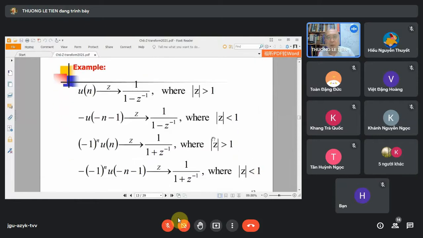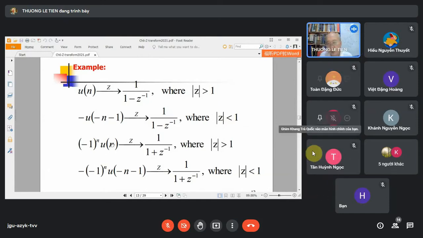Okay. Now, for example, for this one, this is the causal signal. And if you remember the formula, you can straightforwardly write down the z function. And this is the region of convergence, because this is the causal signal, outside the circle 1, a equal to 1. And this is the anti-causal. Then we have the same function, but the region of convergence is inside the circle 1.